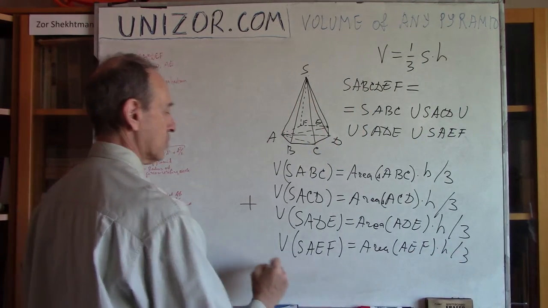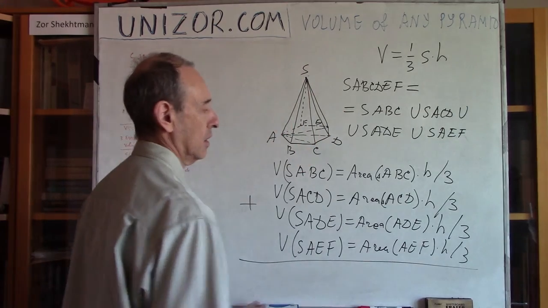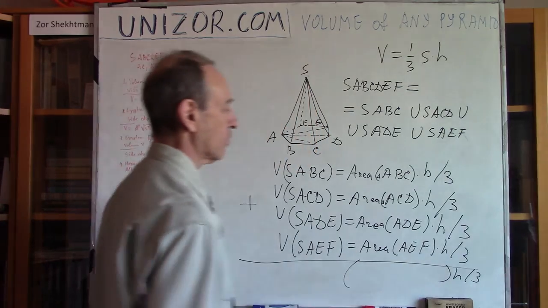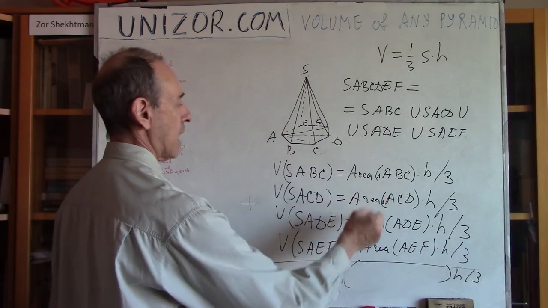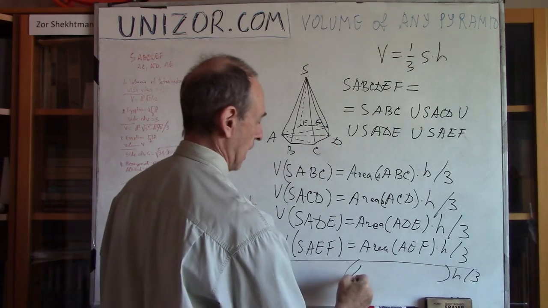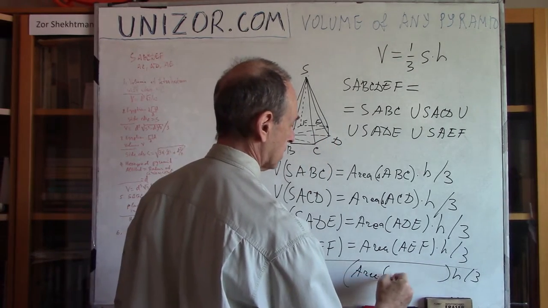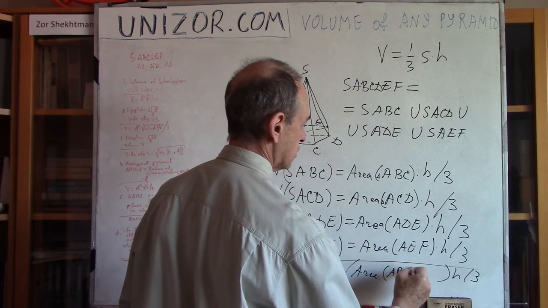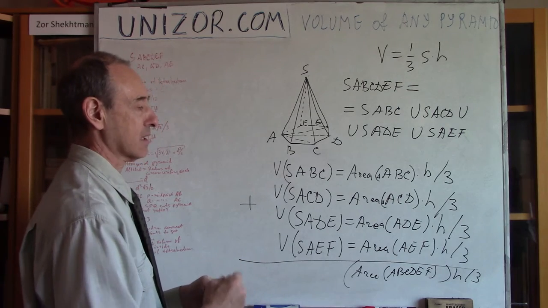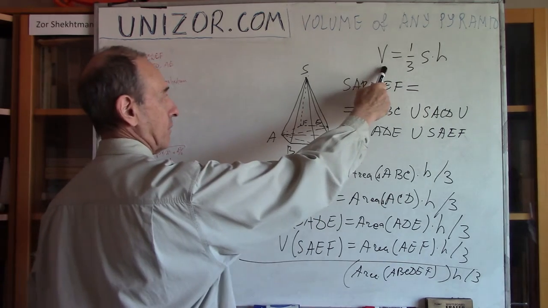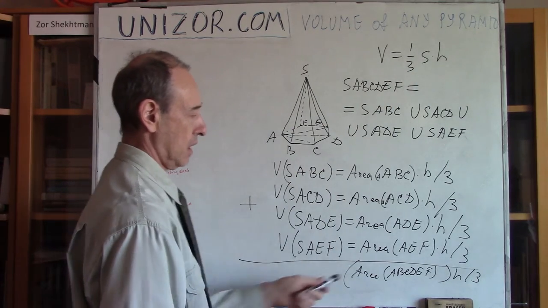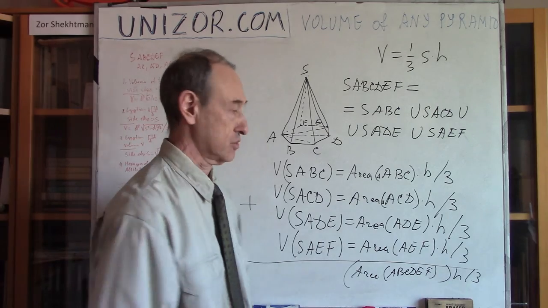Now, if I add them together, what will I get? Well, obviously, H divided by 3 is outside of parentheses. And what's in the parentheses? The sum of the areas of these four triangles, which is actually the area of the hexagon ABCDEF. So as before, we have received exactly the same formula. The volume is equal to 1/3 of the area of the base times altitude.